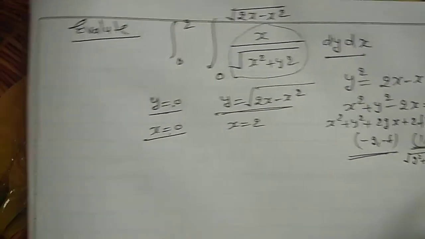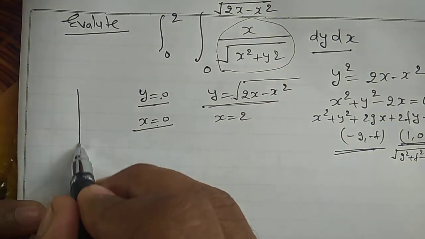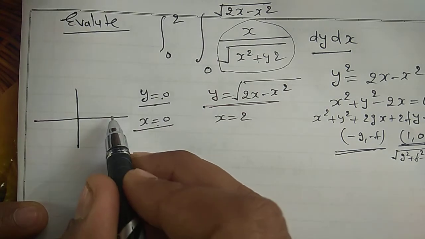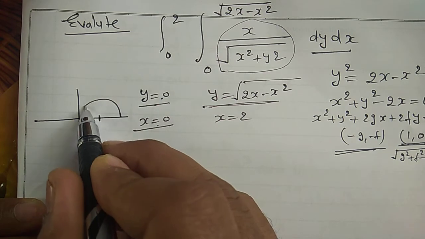So your circle will be, let me draw the circle here. Your circle will have radius 1 and center 1 comma 0. So this is like this.